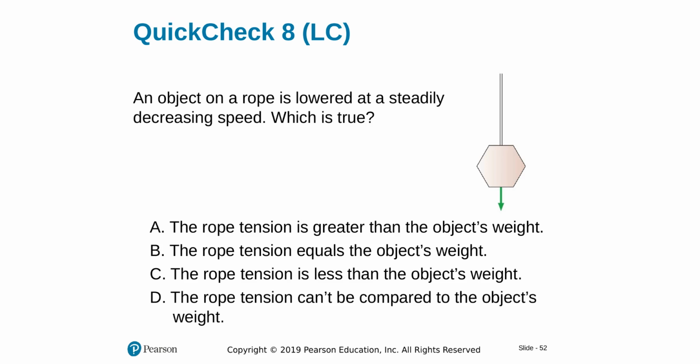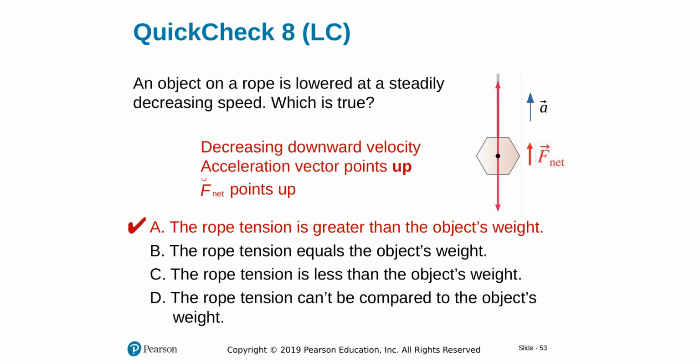This one I meant to ask you on LC, but I have the answer here, so let's look at this as one. An object on a rope is lowered at a steadily decreasing speed. Speed is decreasing, which is true. Speed is decreasing means acceleration is upward. F net is upward, so the upward force is larger. The rope tension is greater than the object's weight.